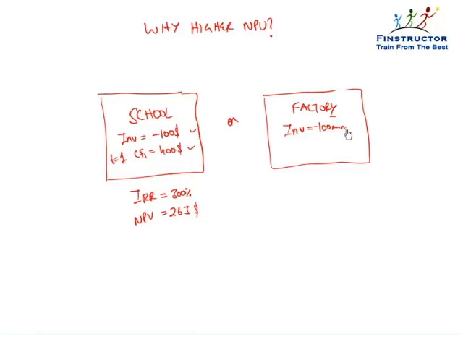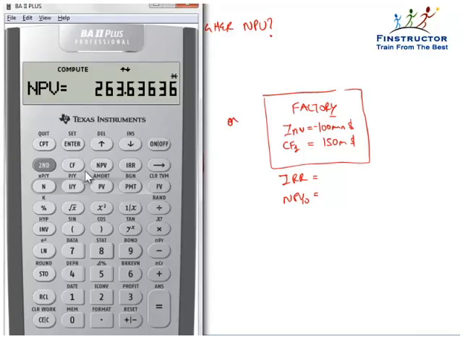So it will be a cash outflow of $100 million. And at the end of the first year, I will only get about $150 million if I sell the factory. So at a 10% discount rate, if I compute the NPV and the IRR for the factory project, then the IRR will be slightly lower.